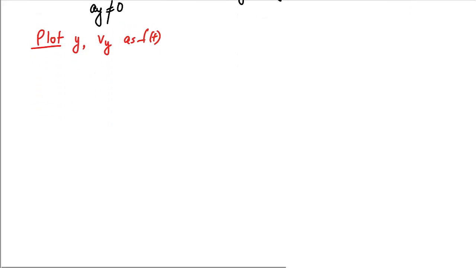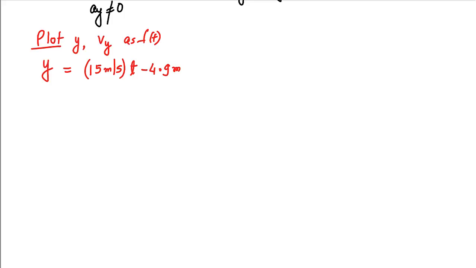So if you remember, we determined the expression for y. So what was the expression? y is equal to 15 meter per second, this expression we calculated in the first part, times t, minus 4.9 meter per second square multiplied by t square. So this was the expression for y as a function of time. Now I want to plot this function.